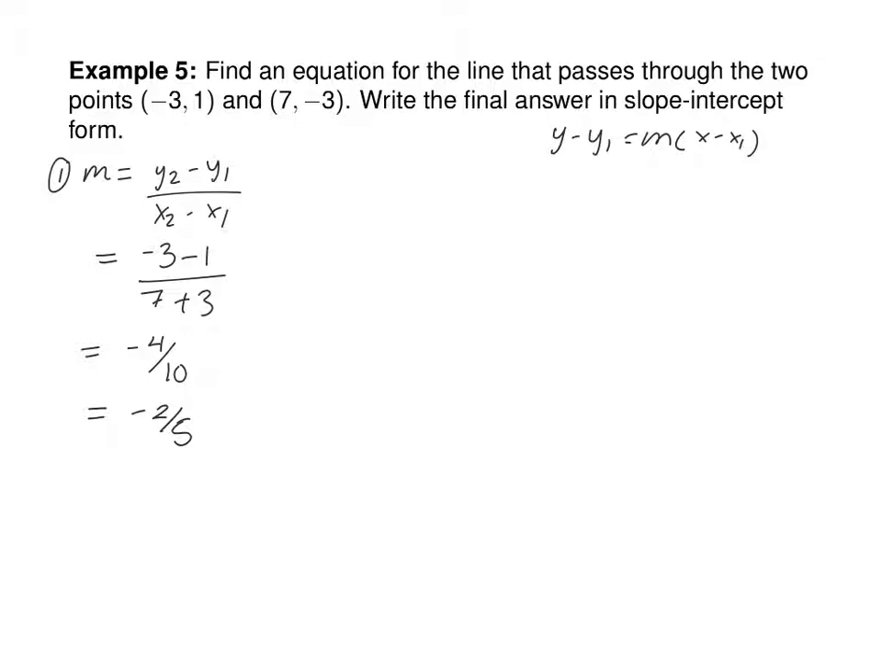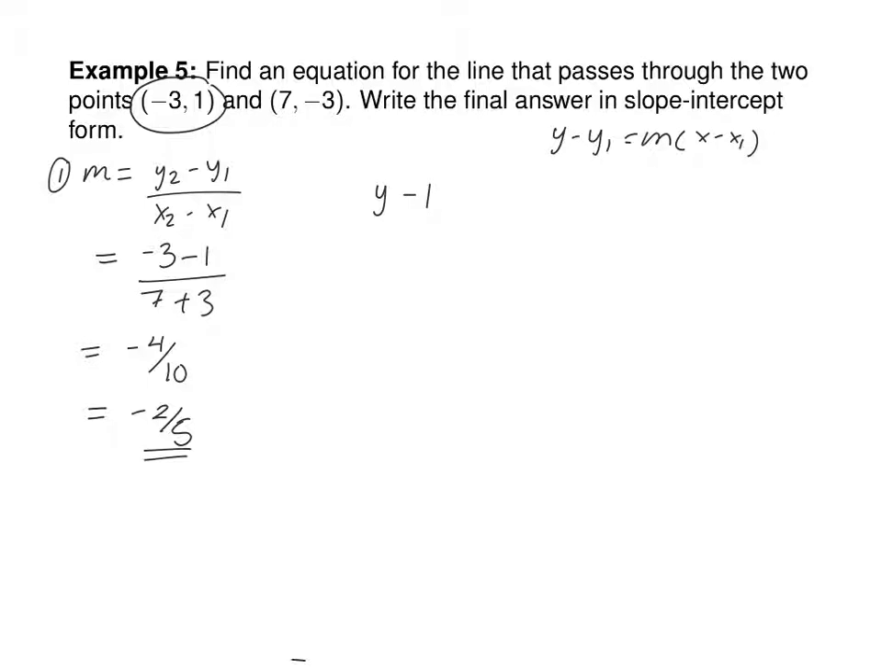And now here's the interesting thing. When you plug into point-slope now, you can plug either point in, and they're going to give you the same answer as you solve for y. So your work might look different, but as long as you do it correctly, you're going to get the same answer as all your friends. I would suggest plugging in the point that has the smaller numbers. If one point contains a 0, plug that one in. Does that make sense?